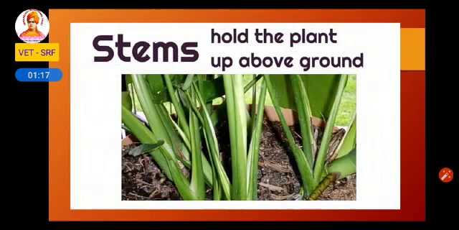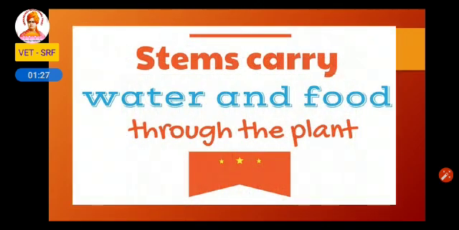Stem holds the plant above the ground. So below the ground, root will be holding, and above the ground, stem holds the plant. Stem carries water and food through the plant. So the absorbed food and water from the soil will be transported to the rest of the plants through the stem.